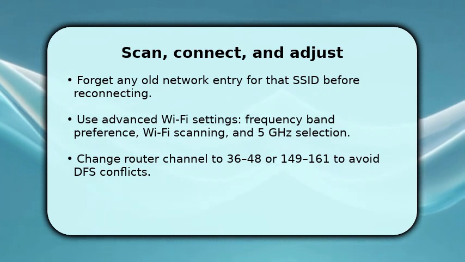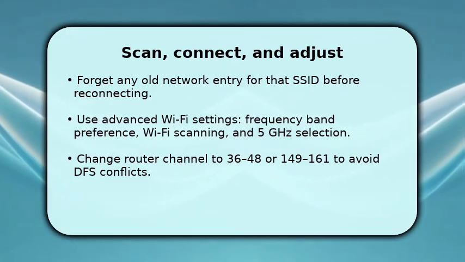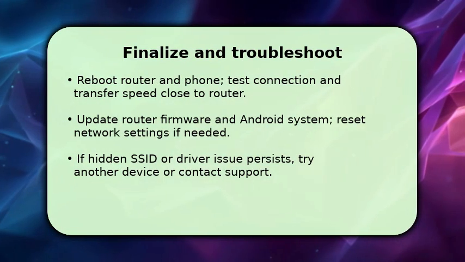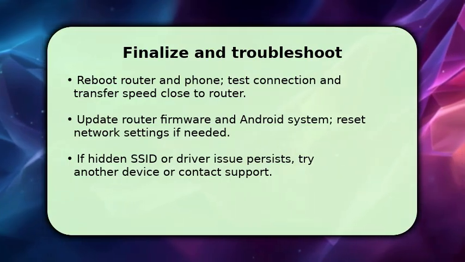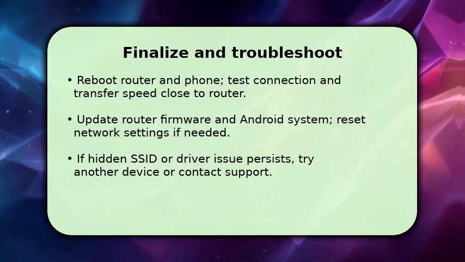Finish by stabilizing the connection and handling common failures. Reboot both router and phone, reconnect, and test transfer speed near the router to confirm true 5 GHz link. Make sure router firmware and your Android system are up to date.